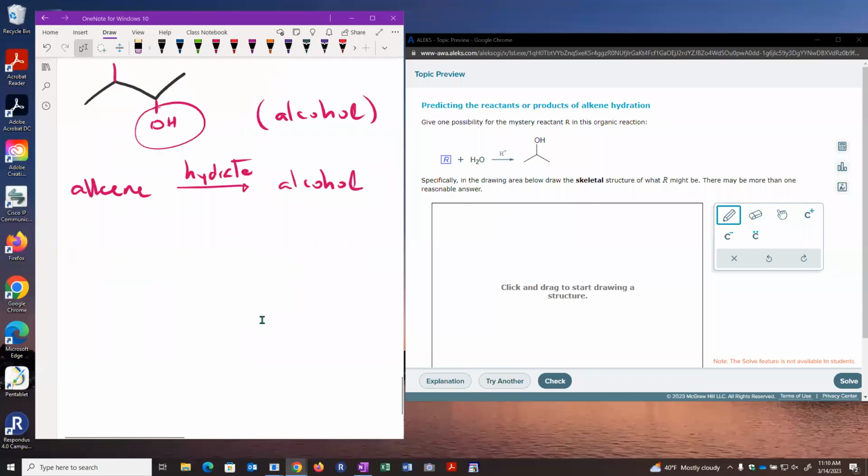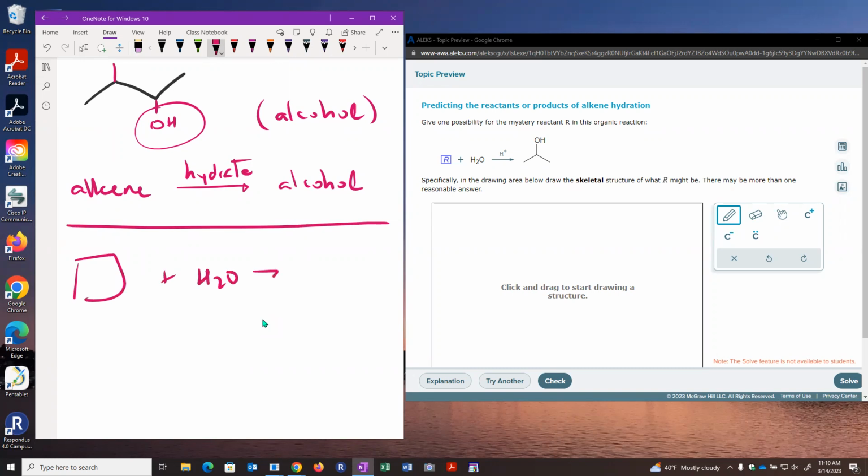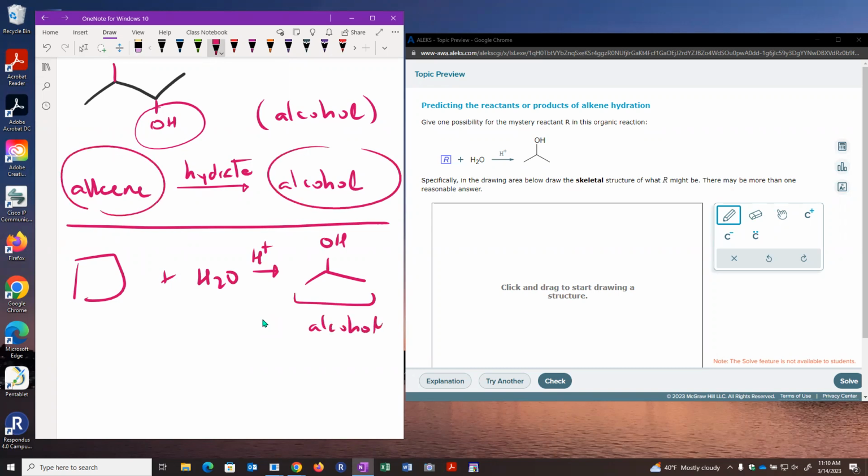In some cases, you might be asked to provide the reactant if you're given the product. So for example, here we have something reacting with H2O under acidic conditions to give you your OH, right? So now we're given the product, that's our alcohol. That's this thing. So what we need to decide is what the alkene is, right? So we just talked about that being the reaction involved.